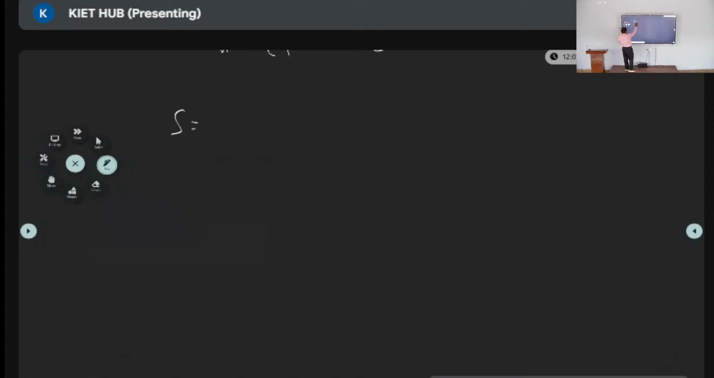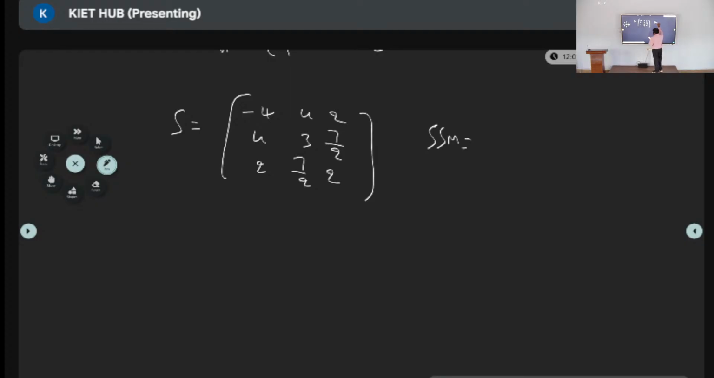Symmetric matrix is given: minus 4, 4, 2, 4, 3, 7 by 2, 2, 7 by 2, 2. Skew symmetric matrix is given: 0, minus 2, 3, 2, 0, 7 by 2, minus 3, minus 7 by 2, 0. Then, what is the original matrix?